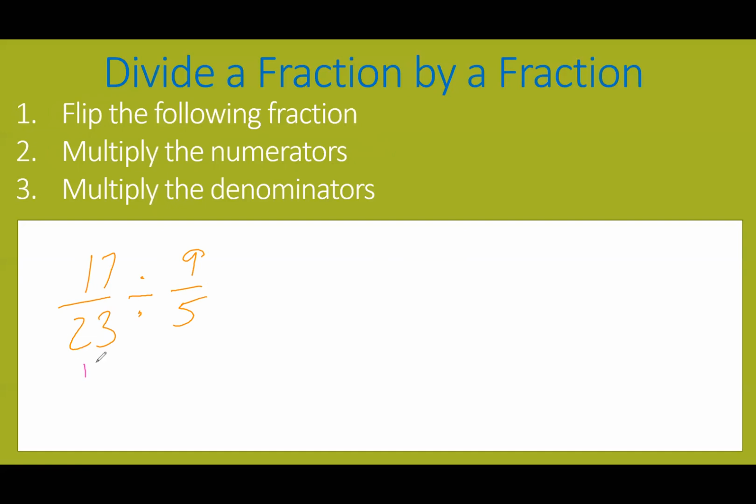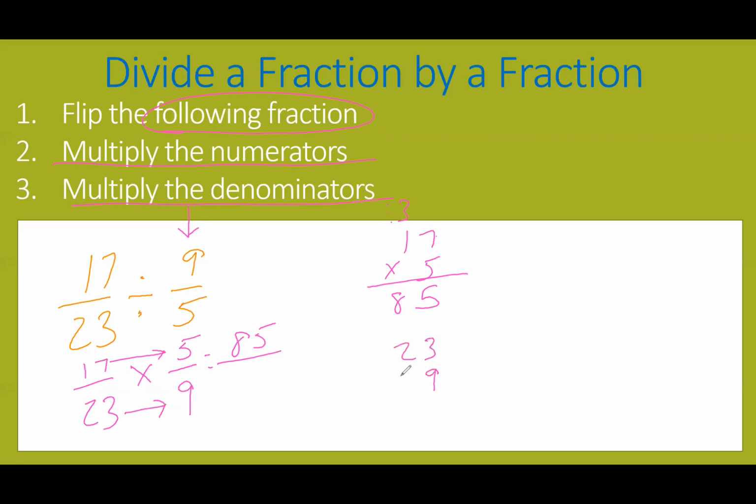Okay, so 17/23 stays the same because I only flip the following fraction. That's this one here. And when I flip it, it becomes 5/9. Step 2, multiply the numerators. 17 times 5. Well, 5 times 7 is 35. 5, 6, 7, 8. It's 85. And now I multiply the denominators.